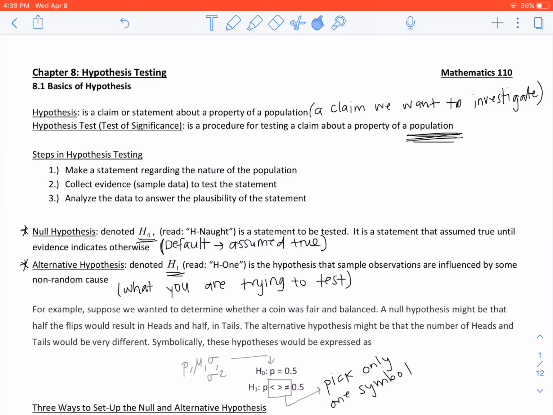And then we have our alternative hypothesis, which is denoted H1. It is the hypothesis that sample observations are influenced by some non-random cause. This is what we're trying to test. Sometimes, instead of H1, they will write HA.